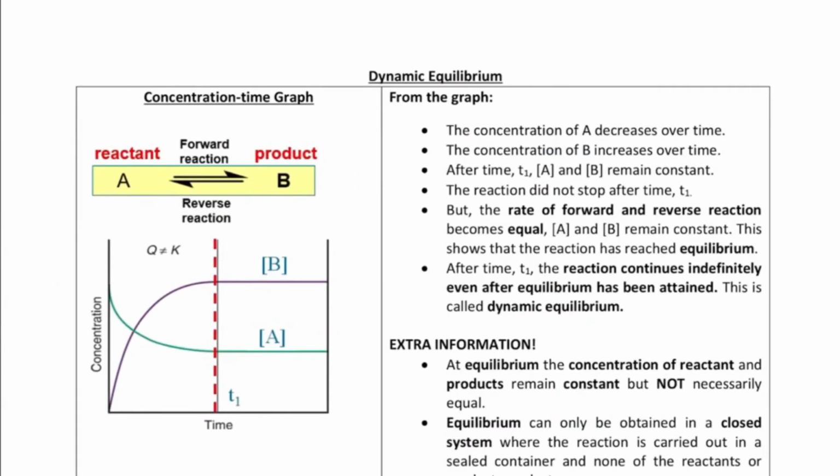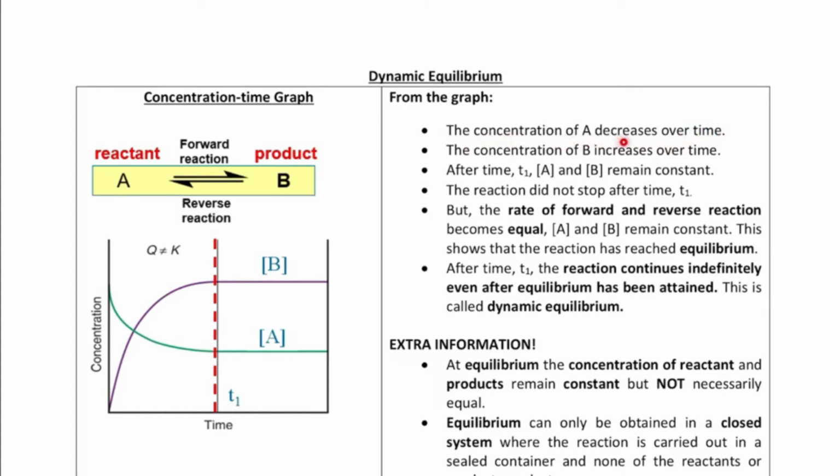So next, kita tengok page 2. Ini adalah graph concentration versus time. So concentration is the y-axis, time is the x-axis. And then this graph is for this equation lah. Okay, A menghasilkan B, A adalah reactant, B adalah product. So ada forward reaction, ada reverse reaction. And then from the graph, interpretation dia adalah dekat sini lah. The concentration of A decreases over time.